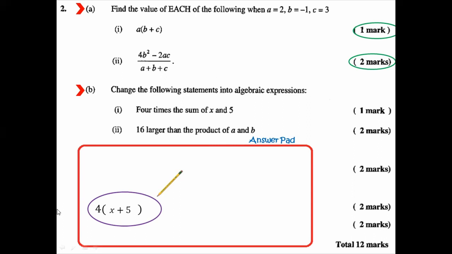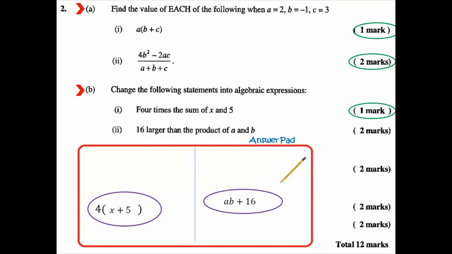Look at it carefully. And for the other one, 16 larger than the product of a and b. 6 is a number that is larger than 5, right? By 1. But the product of a and b means you're multiplying them, and then we have 16 larger. All right, that's it.